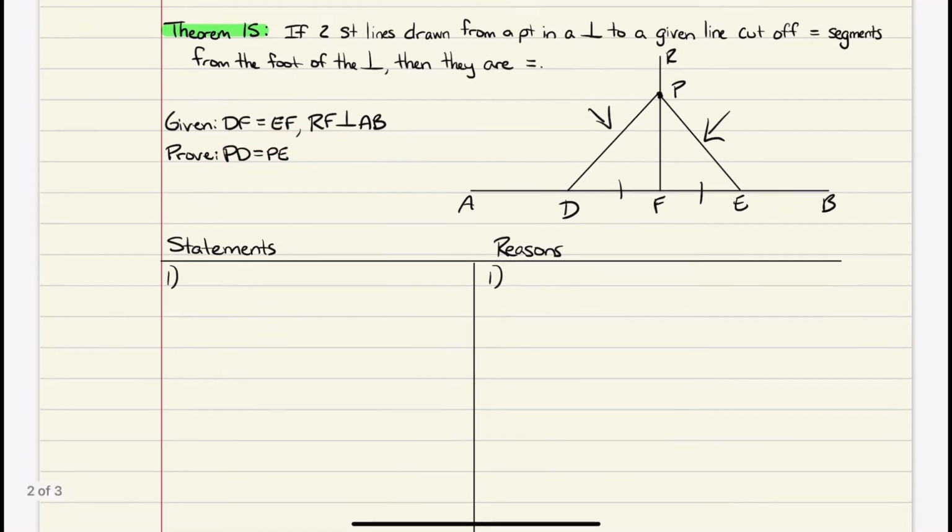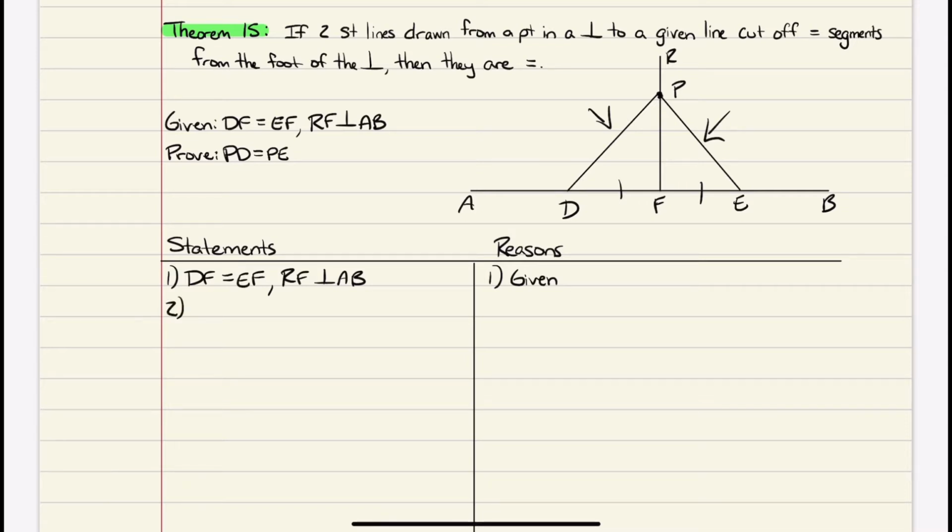Obviously in the first step of every proof, we need to write down our given. So we'll quickly write down that DF equals EF, because we are given that right up here, and that PF is perpendicular to AB. Our reason is that it was part of our given information.